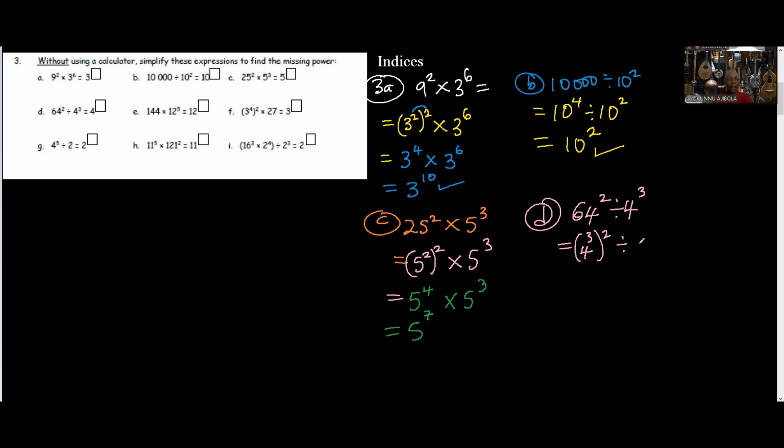Then divided by 4 raised to power 3. Then you have two powers on the first 4. You multiply them. That is 3 times 2, and 3 times 2 is going to give me 6. So I have 4 raised to power 6 divided by 4 raised to power 3. And since it's division, you pick one of them, then you subtract the power. 6 minus 3 gives us 3.